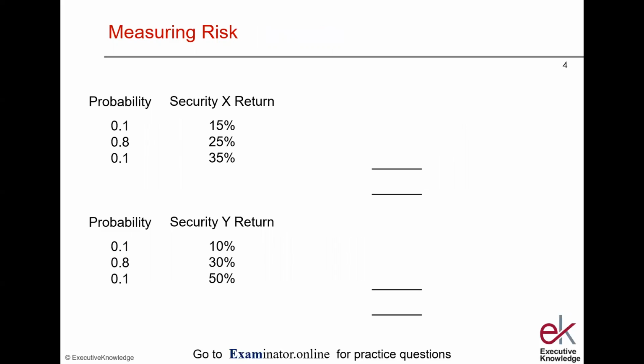Let's move on and look at measuring the risk. Now, this is a little bit more complex. I'll run through the formula. It's unlikely they will ask you to perform the whole calculation, but maybe parts of it. So for Security X, we know that the expected return was 25% from the previous slide. So we look at the dispersion. X, possible return 15% minus 25%, that gives us minus 10. 25% minus 25 gives us 0. 35% minus 25% gives us 10.